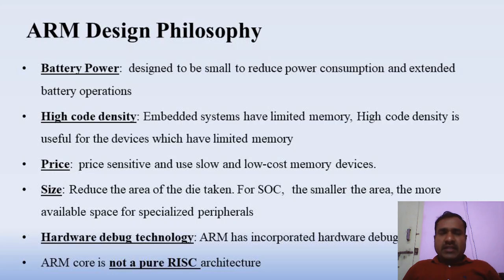Last but not the least, ARM core is not a pure RISC machine. ARM takes the advantage of both the RISC machine as well as the CISC machine. So that's why it is called not a pure RISC. It takes some of the advantages from the CISC machine and some of the advantages from the RISC machine. That's why it's not a pure RISC architecture.